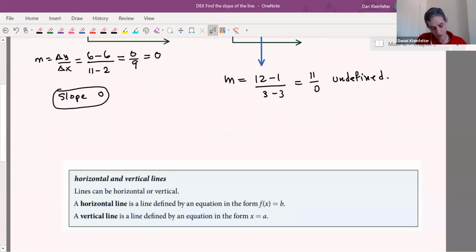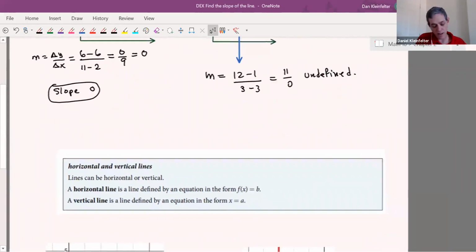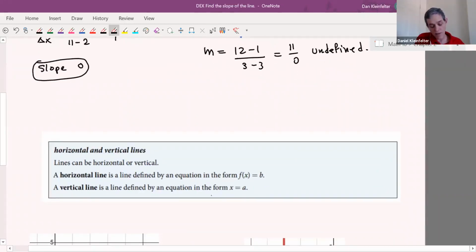All right, so a little more about horizontal and vertical lines. A horizontal line is defined by an equation that looks like f of x equal to b, where b is a constant, and they're thinking b because you could use the y-intercept there. A vertical line is defined by an equation of the form x equal a. And notice here that this makes it not a function, as we said.